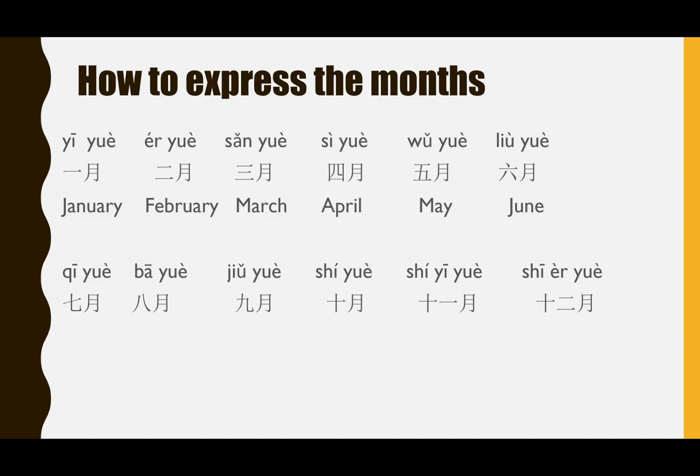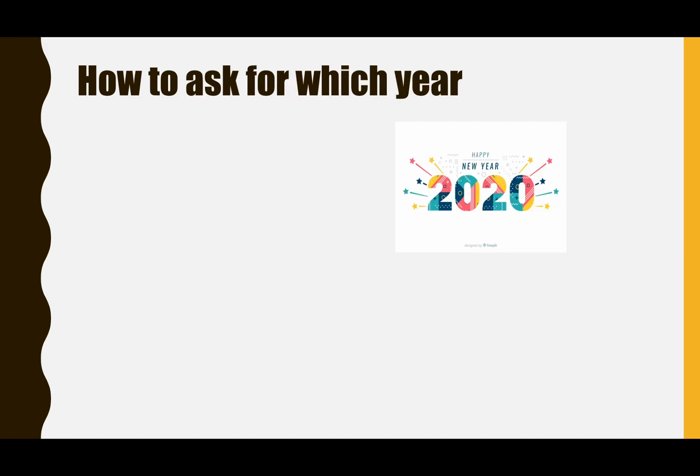Let's see the rest of the months of the year. 7月 is July. 8月 is August. 9月 is September. 10月 is October. 11月 is November, and 12月 is December. Alright, let's move to the last one: how to ask which year? 哪年? That means which year.